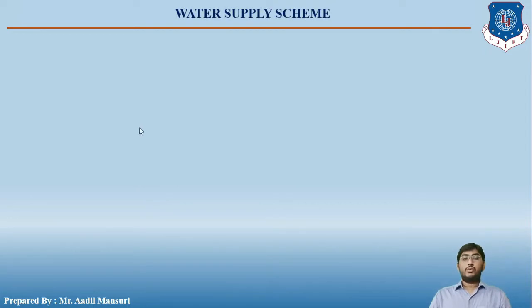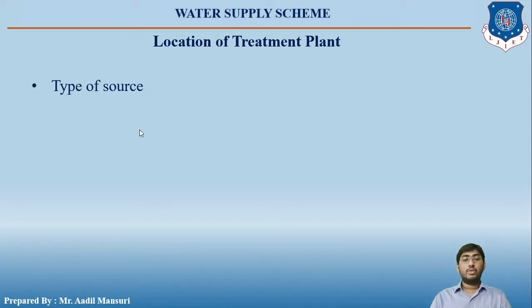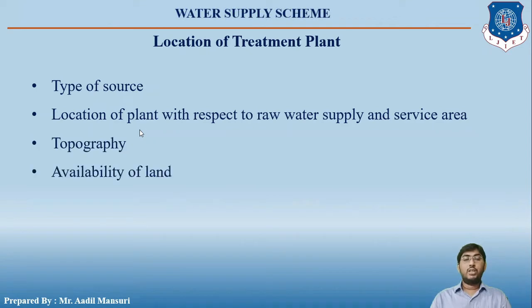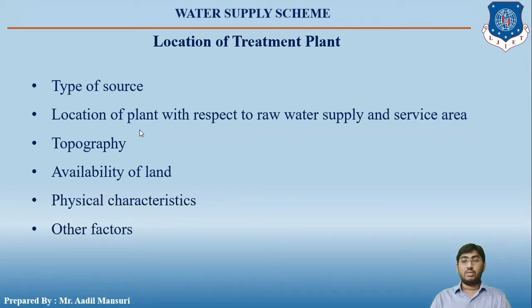Okay students, so let us now start with the next topic, that is the location of the treatment plant. There are various factors on which the selection of location of the treatment plant depends. Let us have a look at them one by one. The first one is the type of source, then location of plant with respect to raw water supply and service area, then topography, availability of land, physical characteristics and other factors.